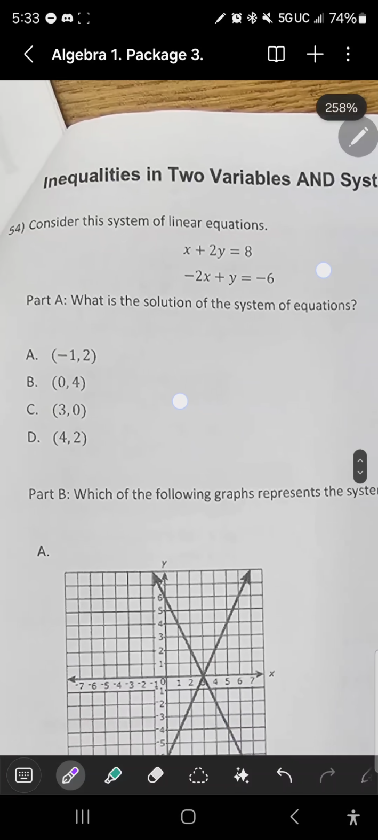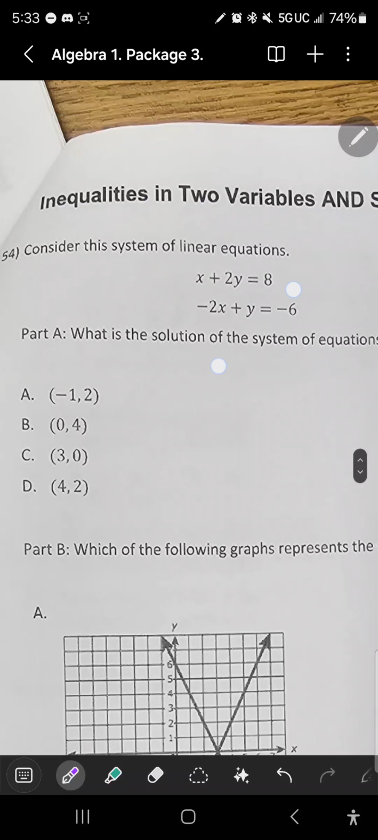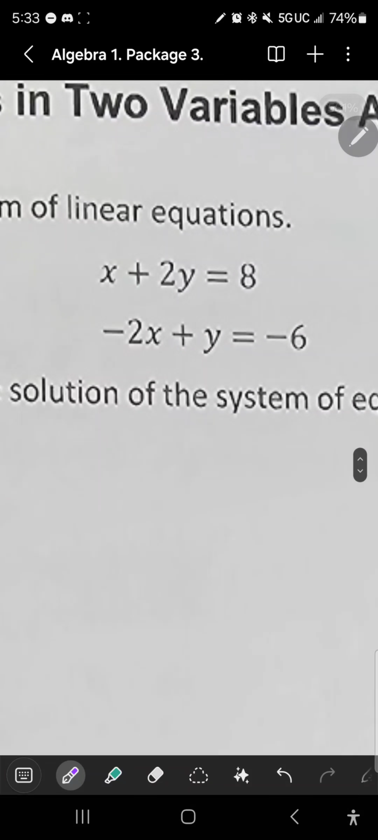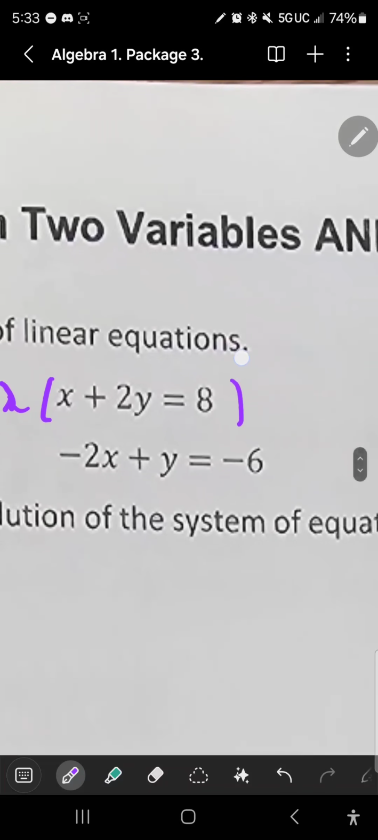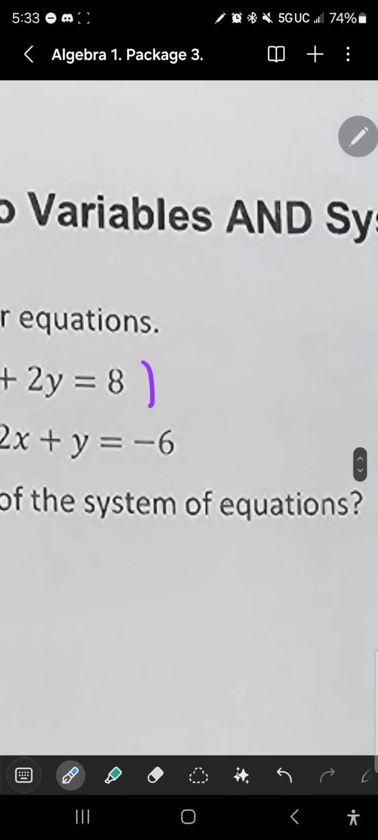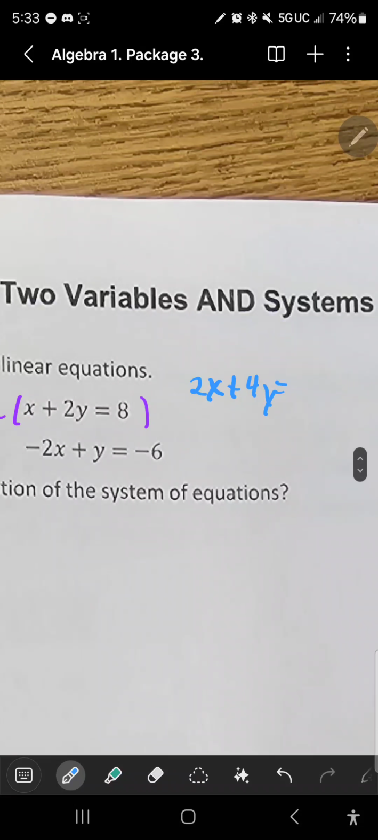So let's see. Consider a system of linear equations. Write a solution to the system of equations. Okay. This here is just repeating the process. And now I can either multiply this one right here or that one. Because that's going to be the same. I'm just going to multiply this times 2. So I will get, I'm gonna write it right here, 2x plus 4y equal 16.